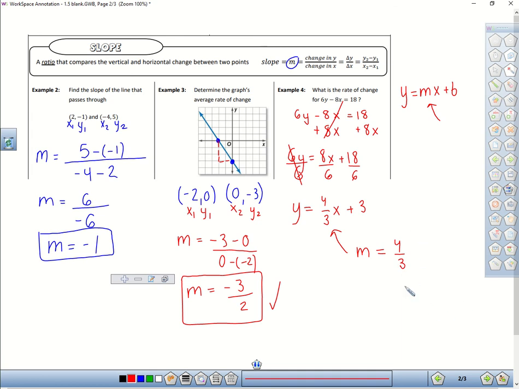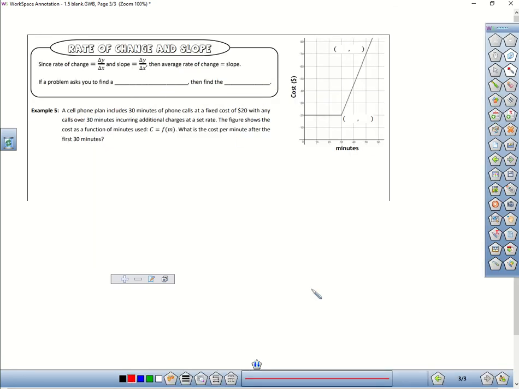And with slope, it's a good idea to leave it as an improper fraction instead of a decimal or a mixed number, because it's going to be most useful to you in the situation of graphing. And unless it states otherwise, it's the best option for representation. So moving on to the next part of our note.